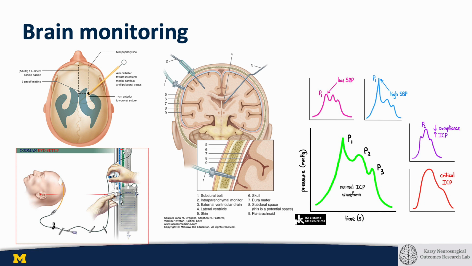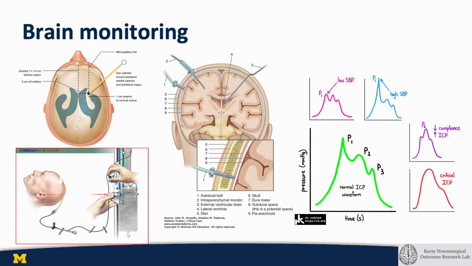You can see the normal waveform in green showing P1, P2, and P3, and various troubleshooting aspects. Low and high blood pressure change that P1 wave. As you decrease your compliance, that P2 wave increases significantly until it's just a very rounded waveform without a lot of feature. One can think of this as the waveform giving you the middle finger. That's when the brain is having a bad day with high ICPs.